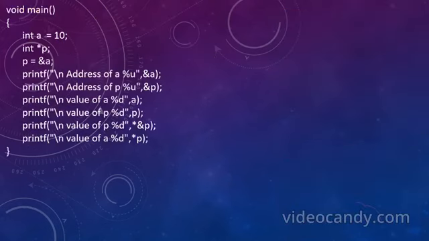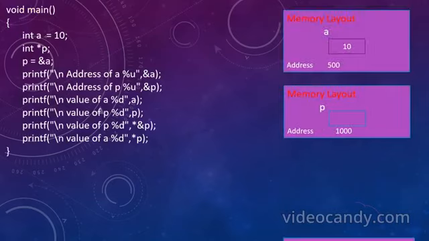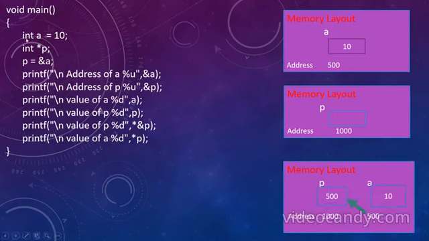Let's discuss all this with the help of a program. Same thing. What I am doing is, again, declaring int a is equal to 10. Then I am saying int pointer p. Then p is equal to ampersand a, that is storing the address of a into p. Now look into the first statement.